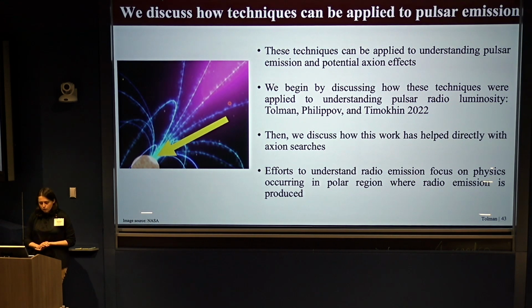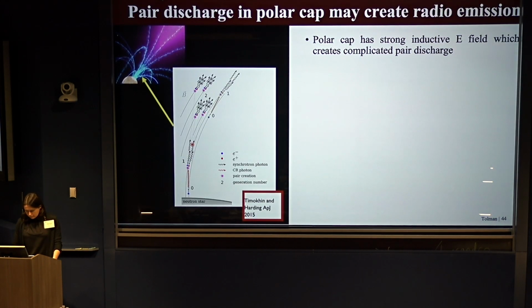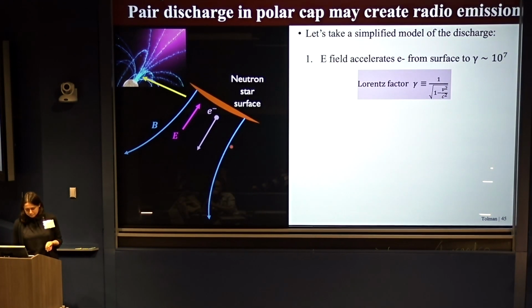All right. Efforts to understand radio emission focus on physics occurring in the polar region where radio emission is produced. They focus on the region that's called out with this yellow arrow here. This region has a strong inductive electric field, which creates a complicated pair discharge. What's actually going on in this physical system is very complicated, and the point of this diagram is just that it's complicated. You don't have to understand the diagram any further than that. But for the purposes of this talk, we're going to radically simplify what goes on.